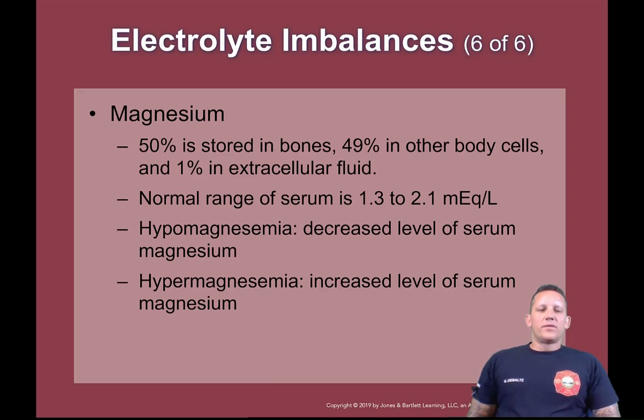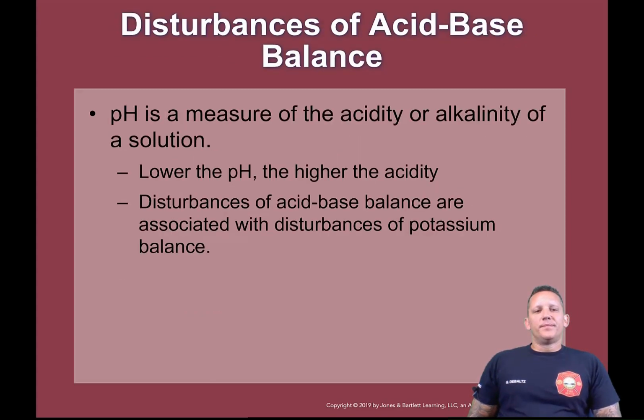Magnesium, the last of the core four, 50% is stored in the bones, the other 49% is in soft body tissue cells, and 1% is in the extracellular fluid. The normal range is 1.3 to 2.1 milliequivalents per liter. Hypo is decreased, and hyper is increased above normal.